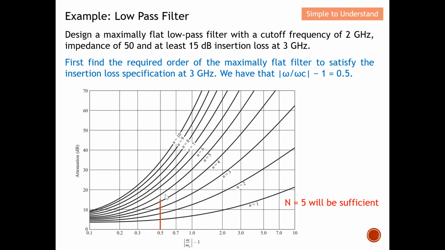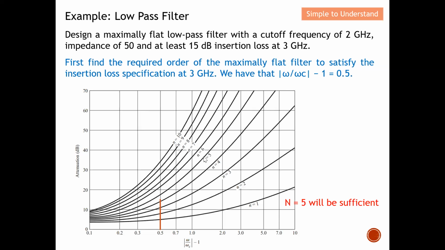But I cannot accept n equals 4, because once I select n equals 4, I am definitely not able to achieve this 15 dB of insertion loss. Maybe let's say 13 or 14 dB loss at 3 GHz. So hence, for this case, I need to choose n equals 5. Because once I choose n equals 5, I am pretty sure that I will at least be able to achieve better than this 15 dB of insertion loss at 3 GHz.